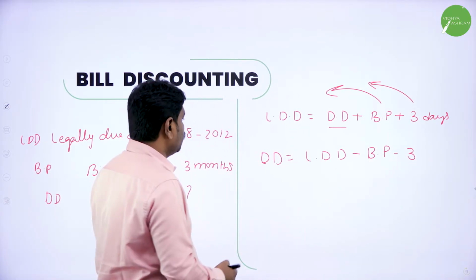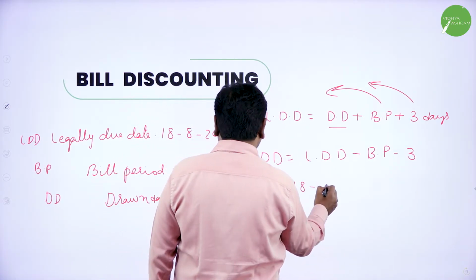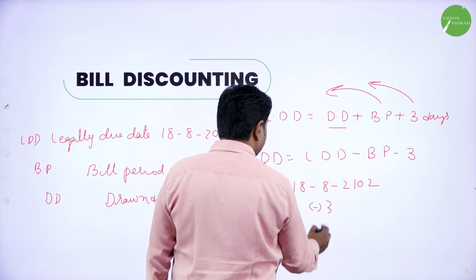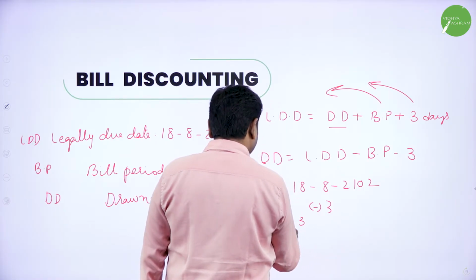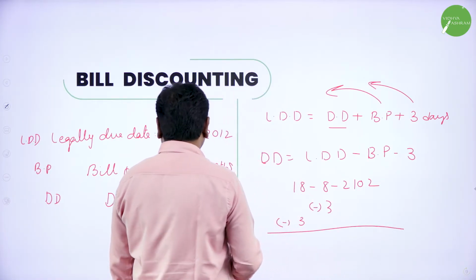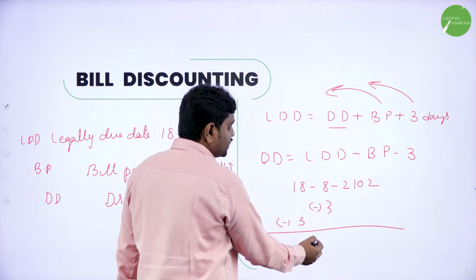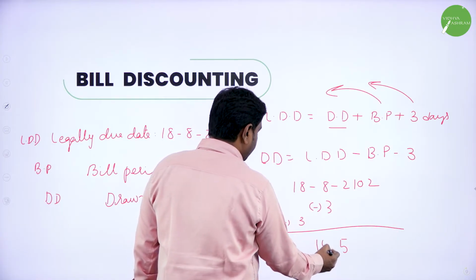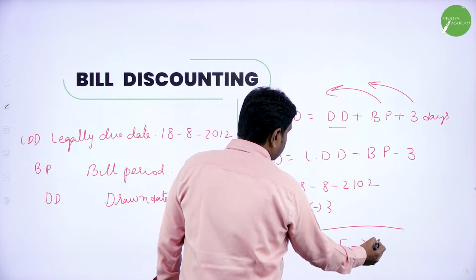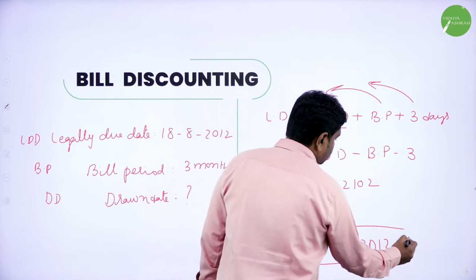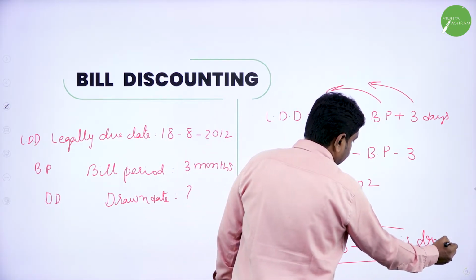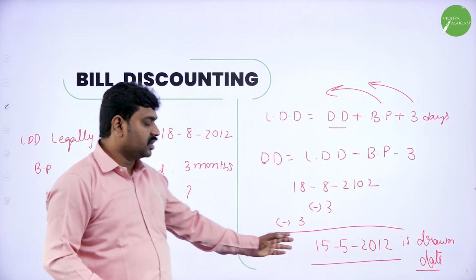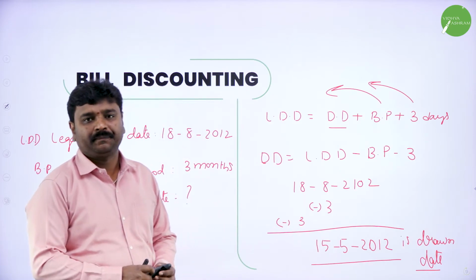That's it. So now what is the legally due date? 18/8/2012. What is the bill period? 3 months we should subtract now, and 3 days I should subtract. So 8 minus 3 gives you 5 months, the 5th month. 18 minus 3 gives you 15. 15/5/2012. So this is the drawn date. Hope all of you got this. On what day is the bill drawn? The bill is drawn on 15th May 2012.